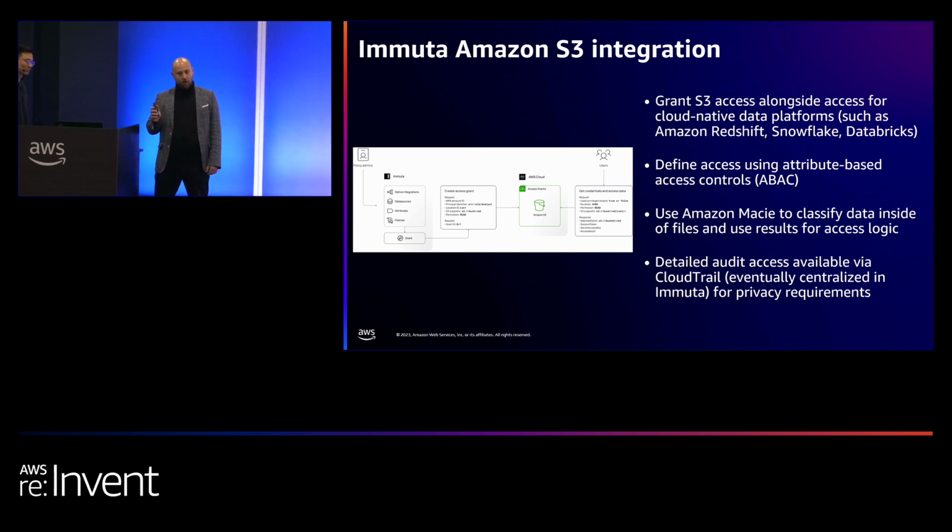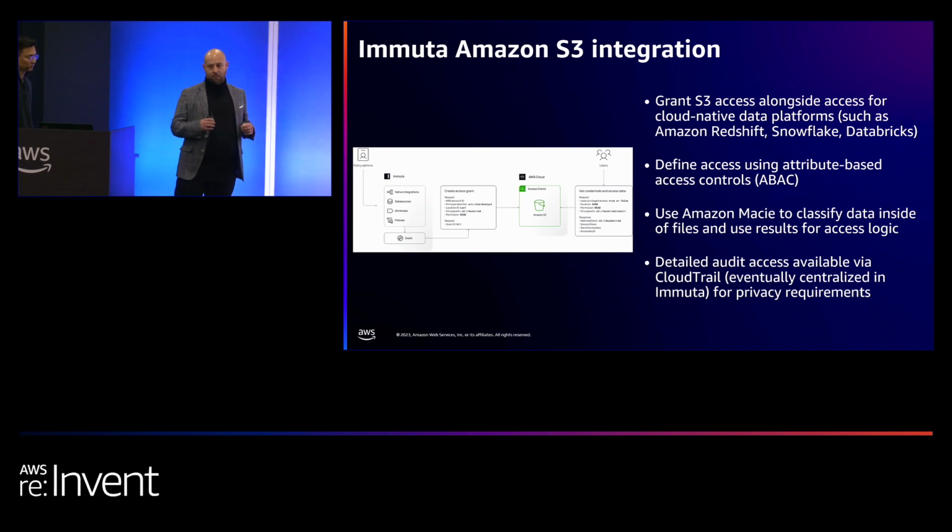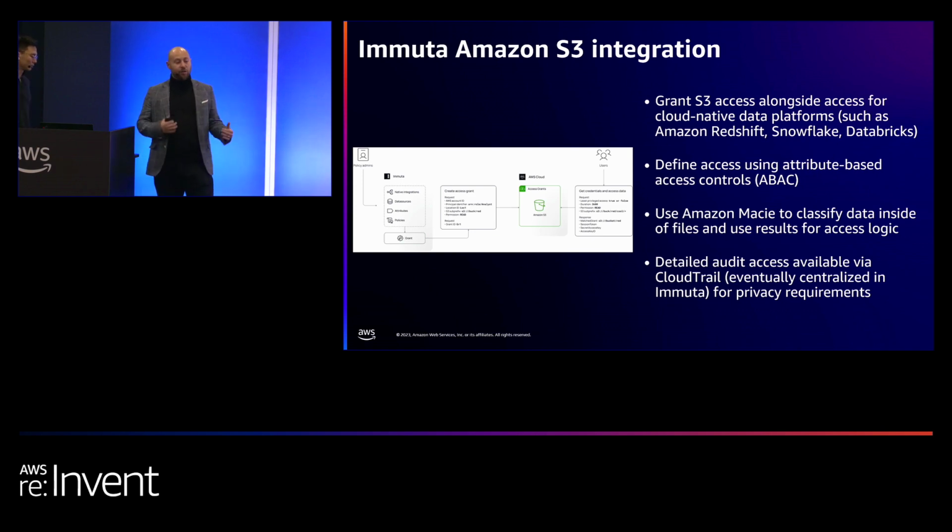And also taking attributes of data. You create an S3 prefix in the privilege grants, and you represent that as what we call a data source in Immuta, and you can tag that S3 prefix, or that abstraction over an S3 prefix, as also having specific attributes, for instance, like has PII. You can use something like Amazon Macie to actually classify data inside of files and then use the results to build policy in access logic.